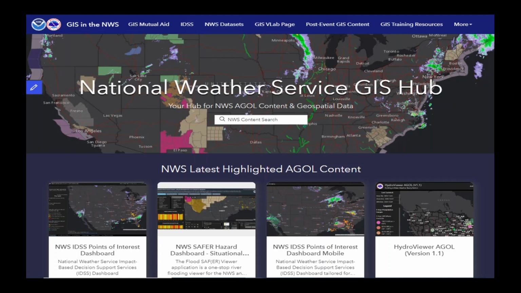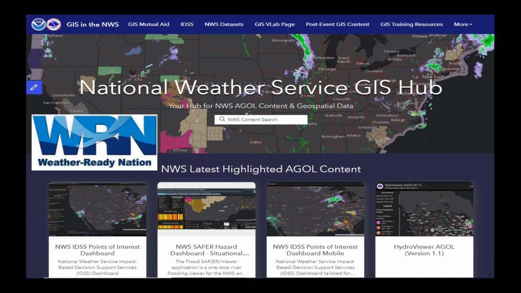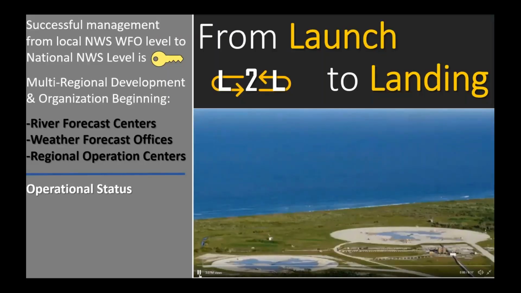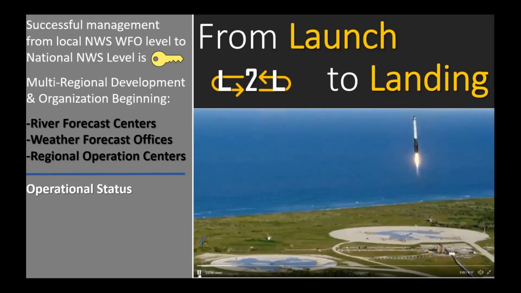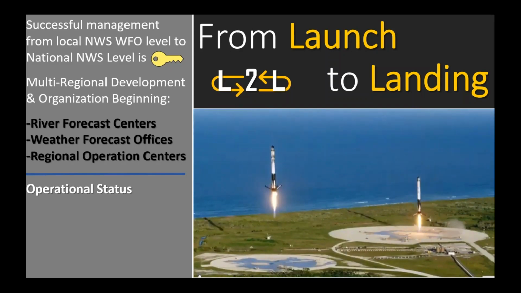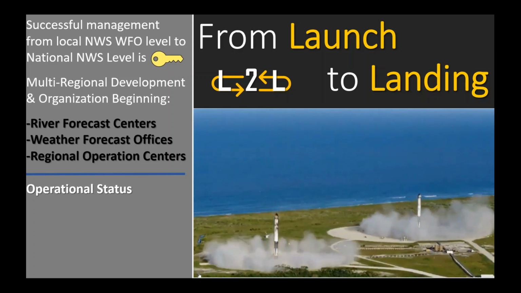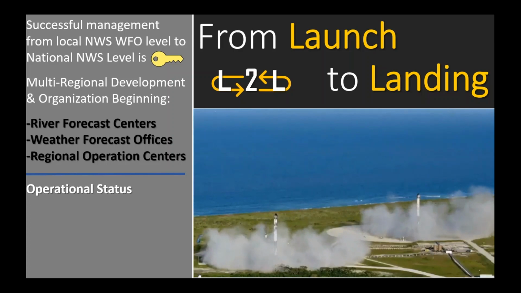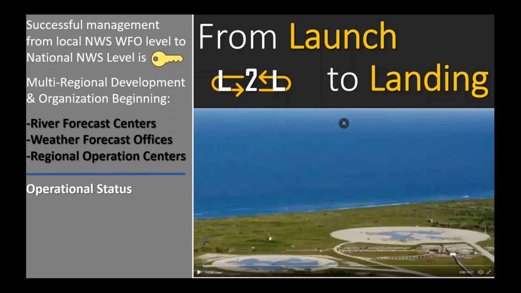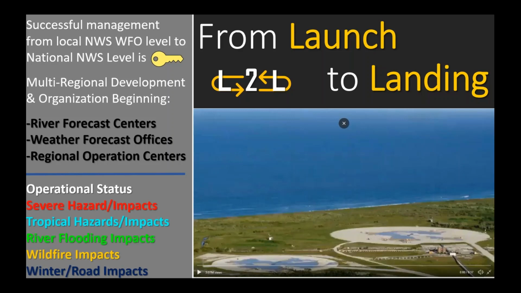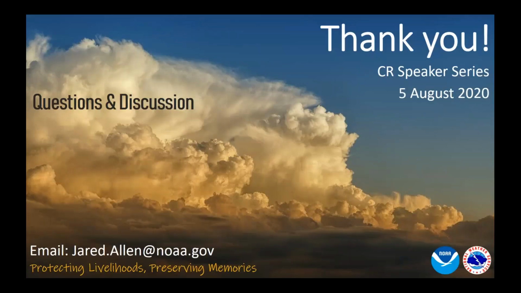And again, we're like in the bottom of the first inning, the 7-yard line, just off the launch pad. But this is really moving us towards the weather ready nation aspect in the GIS IDSS realm. So like I said, we're launching, but how can we try to make sure that we stick the landing too? And that means that we have to have successful management from the local level all the way up through the regional level to national level. And so this multi-regional development and organization is beginning at RFCs, WFOs, even regional operation centers, based off operational status aspects to a lot of the program hazard aspects too. So it's just really exciting to see this going forward.